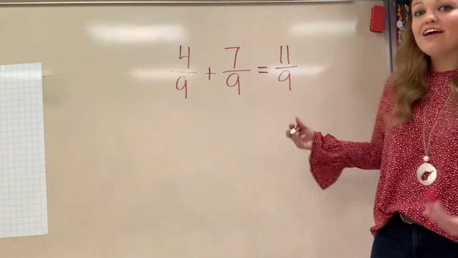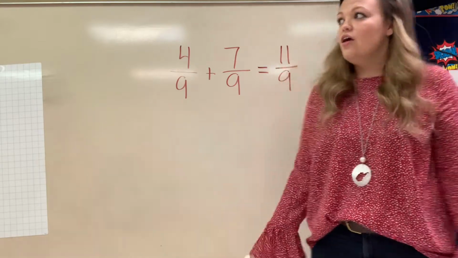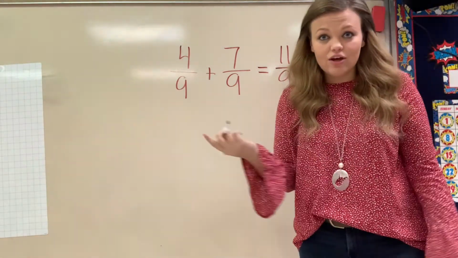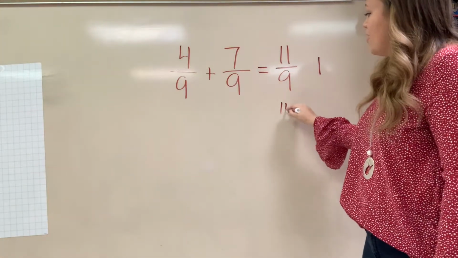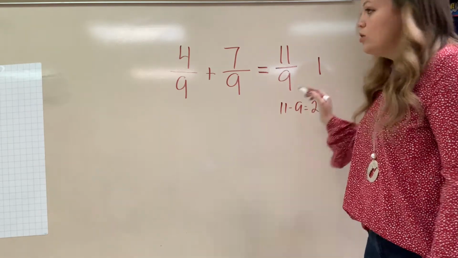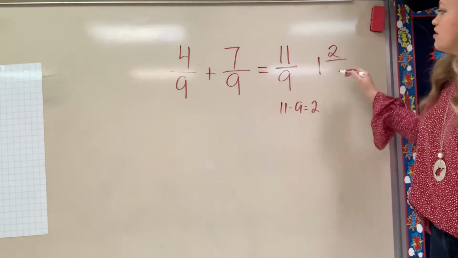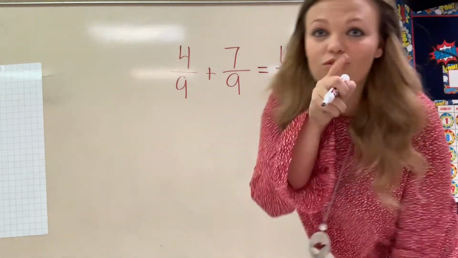But I'm still left with an improper fraction because my 11 is bigger than my 9. So I need to see how many times 9 goes into 11. 9 goes into 11 one time. And then 11 minus 9 is 2. So there's 2 left over. And then my denominator stays the same. So my answer here in lowest terms is 1 2/9.